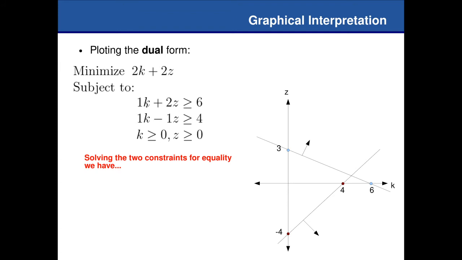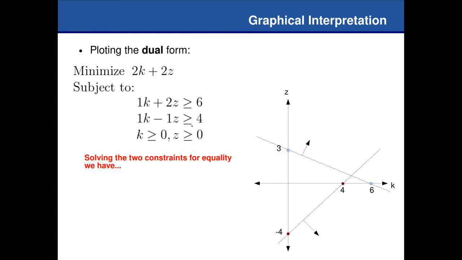It's easy to notice that. Just plug in k equals 20 and z equals 20, which is a point over here. That will be greater than or equal to 6. That's why my illustrative vector points in this particular direction. What about the second constraint? If k is 0, z is going to be minus 4, as shown here. If z is 0, k will be 4, as shown here. And this is my second constraint.